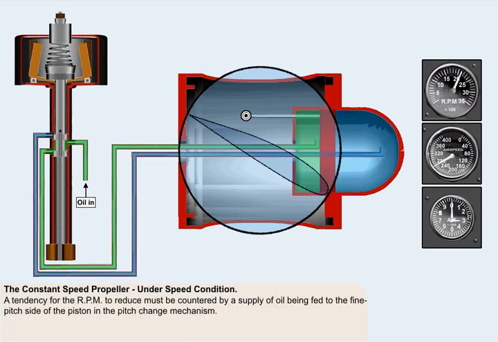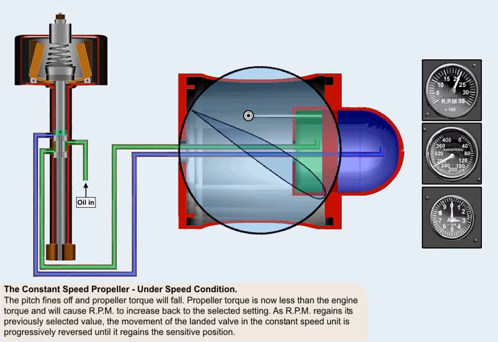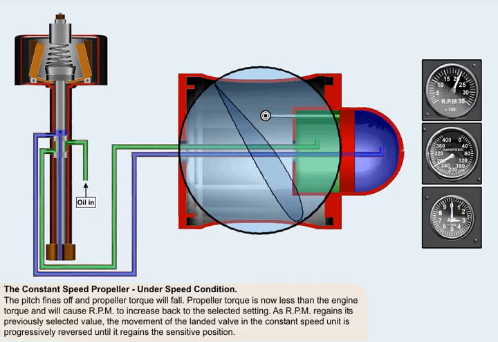A tendency for the RPM to reduce, which is termed a propeller underspeed condition, must be countered by a supply of oil being fed to the fine pitch side of the piston in the pitch change mechanism. As is shown in this animation, the pitch will then fine off and propeller torque will fall as a result of the decrease in the blade angle of attack. Propeller torque is now less than the engine torque and will cause RPM to increase back to the selected setting.